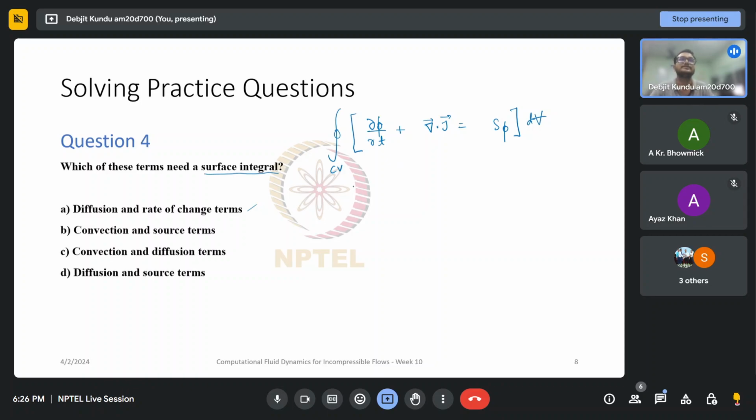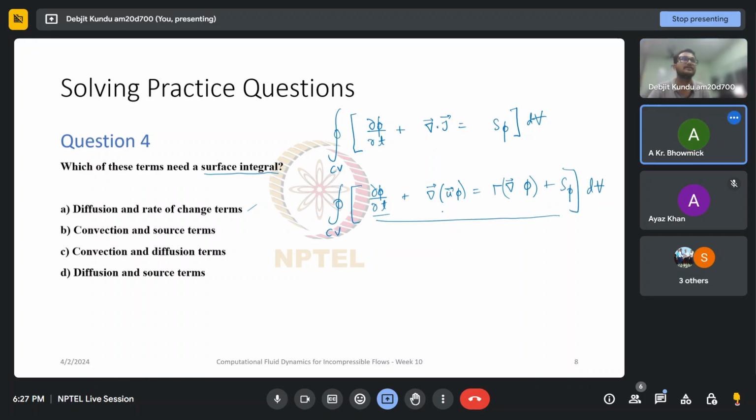Which one is that? Okay, so this is not the correct equation. I'll split it up further. So the flux term has to be split up into convective and diffusive terms. So this is the equation. These are the terms of interest. Convection and diffusion terms. So option C. Okay. So let's hear from others.